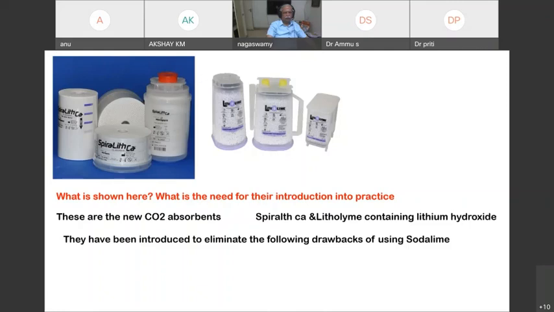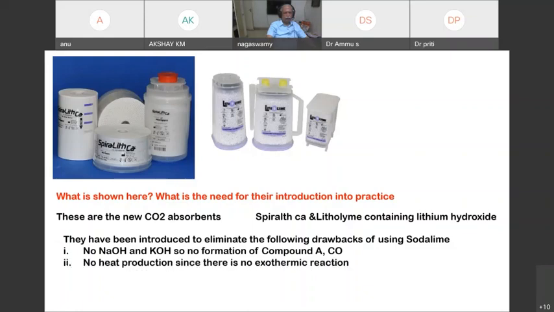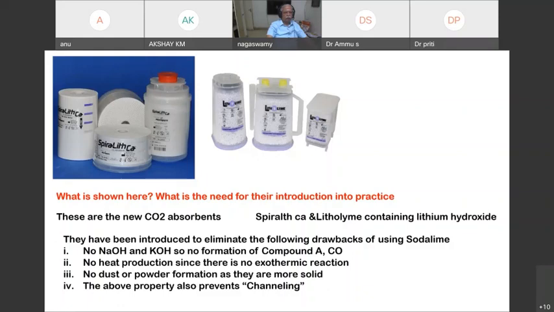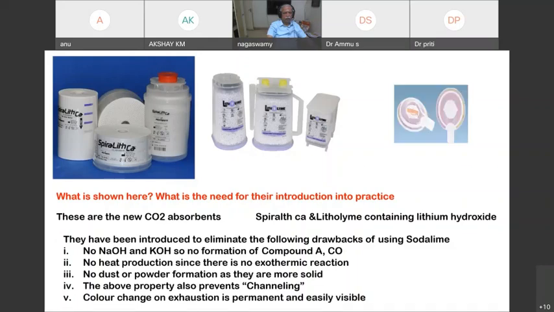They have been introduced to eliminate the following drawbacks of soda lime. There is no sodium hydroxide and potassium hydroxide, so formation of compound A and carbon monoxide does not occur. No heat production, since there is no exothermic reaction. No dust or powder formation, and they are more solid. This also prevents channeling of the gases, which can occur with soda lime. Color change on exhaustion is permanent and easily visible. These are the advantages of the newer CO2 absorbers.